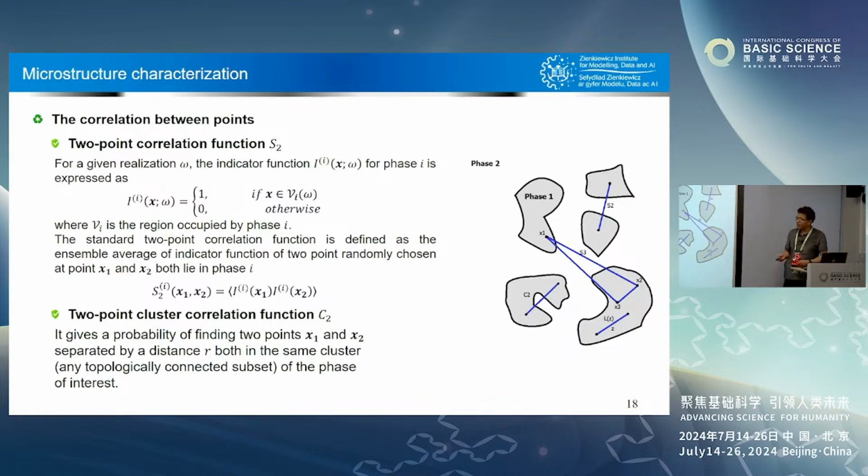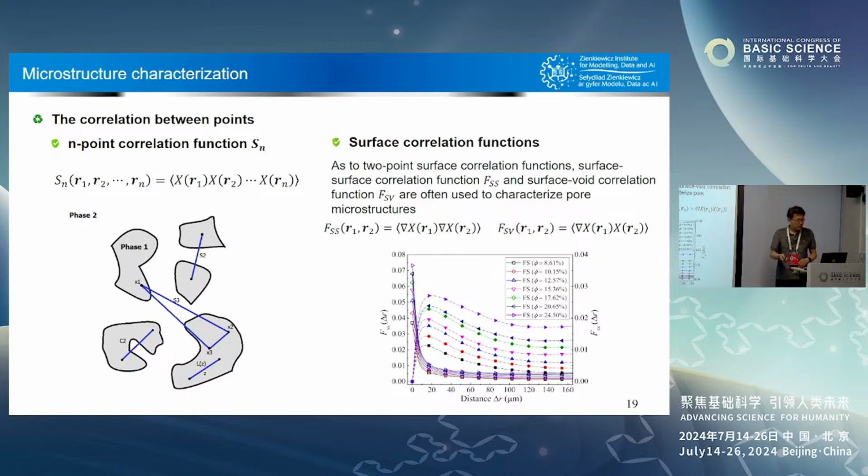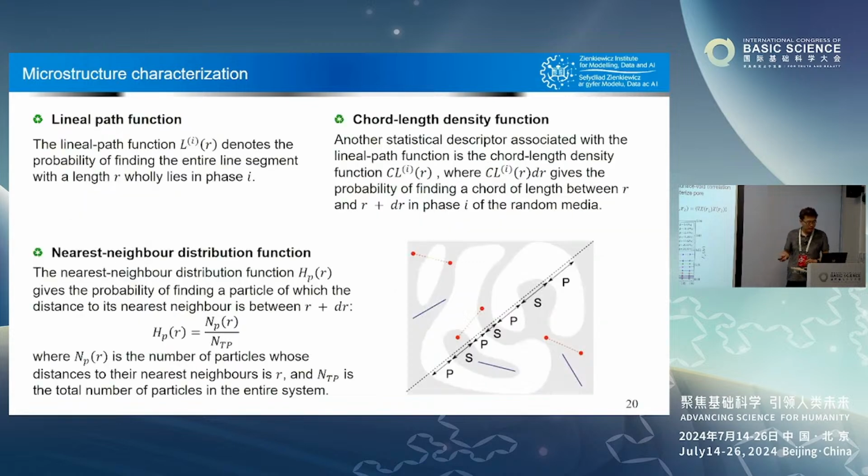And the correlation function: the more points you pick in your material, the more data you will need to calculate that indicator. N-point correlation I mentioned here. Linear path function is another interesting one. A linear path falls in the same phase, and that tells you how well connected your material is.